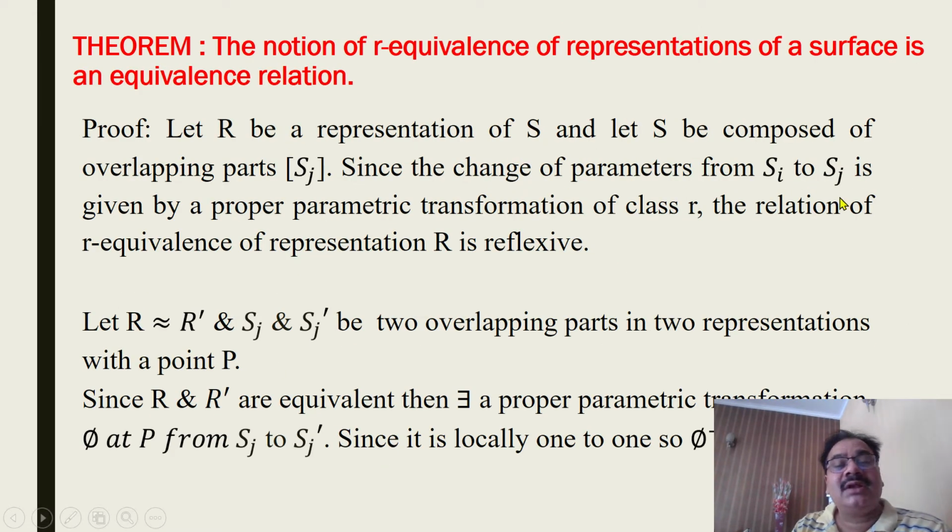Now, one theorem is related with representation of a surface. The notion of R equivalence of representations of a surface is an equivalence relation. So, we have to establish this. How? Let capital R be a representation of S and let capital S be composed of overlapping parts Sj. Since the change of parameters from Si to Sj is given by a proper parametric transformation of class R, the relation of R equivalence of representation capital R is reflexive.